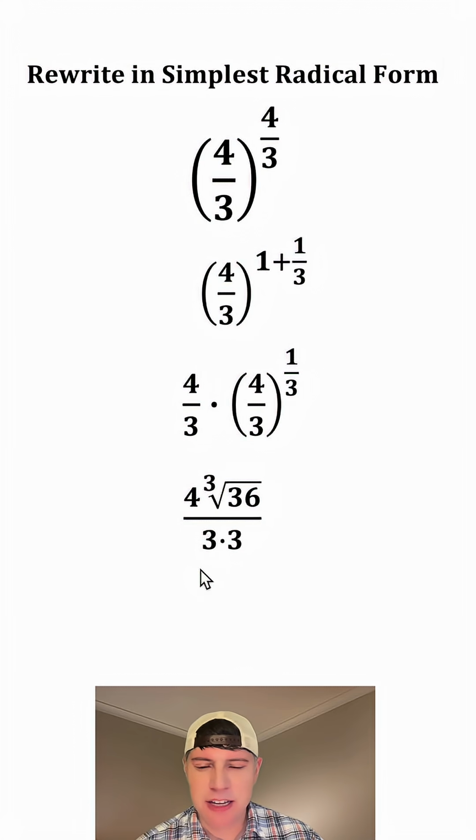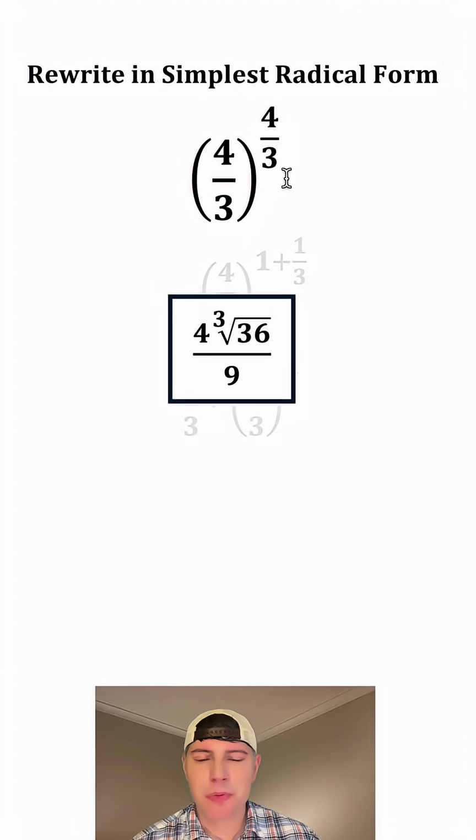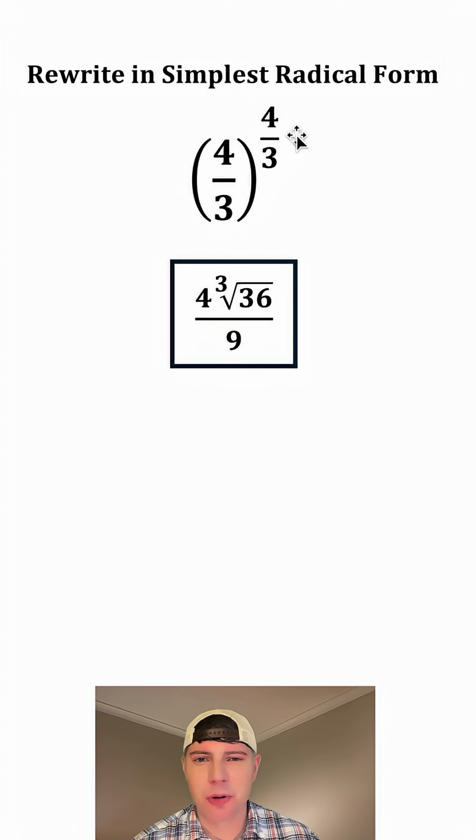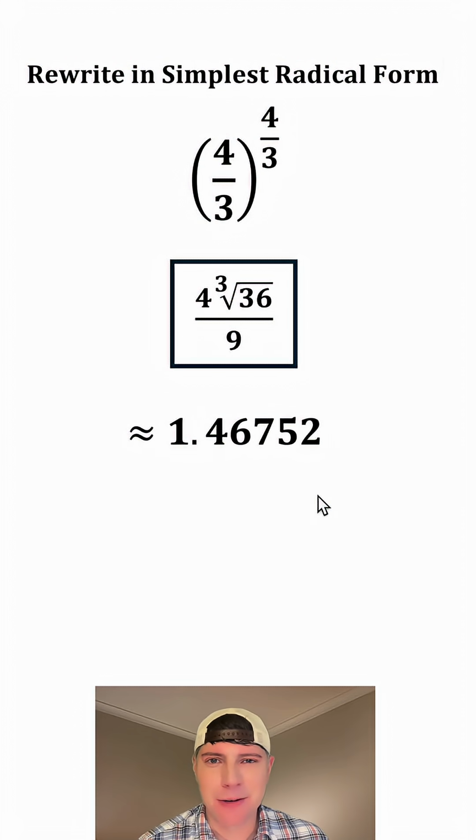Let's smush everything together. On the bottom, 3 times 3 is 9, and nothing else will simplify. This is the answer to our question. Let's put a box around it. We have now rewritten (4/3) to the power of 4/3 in simplest radical form. And if you're curious, this is approximately equal to 1.46752, and this will go on forever. How exciting.